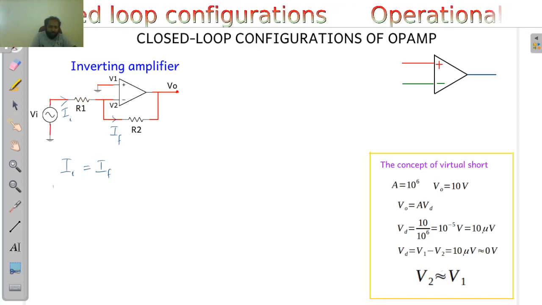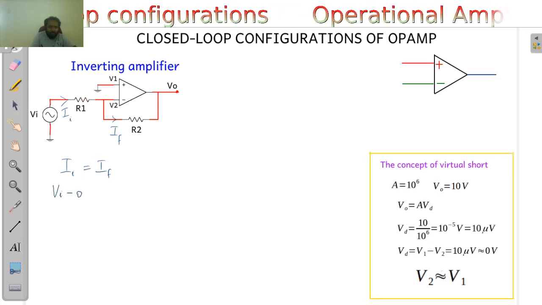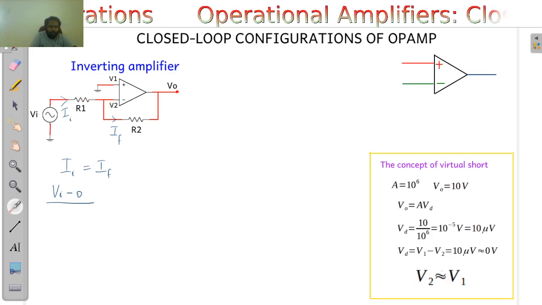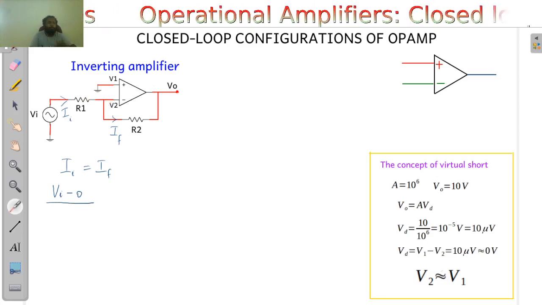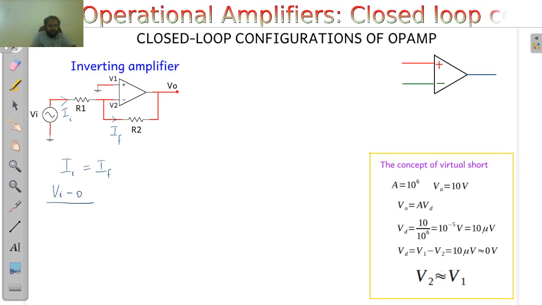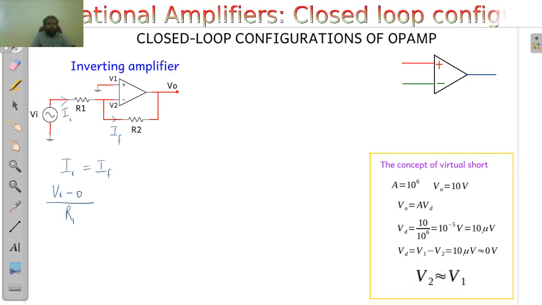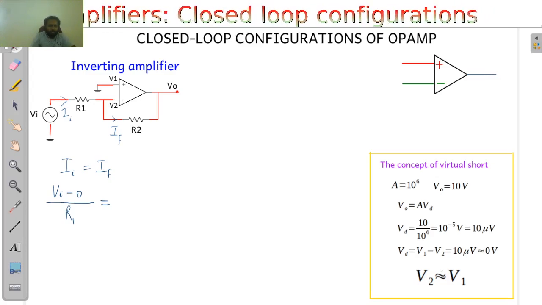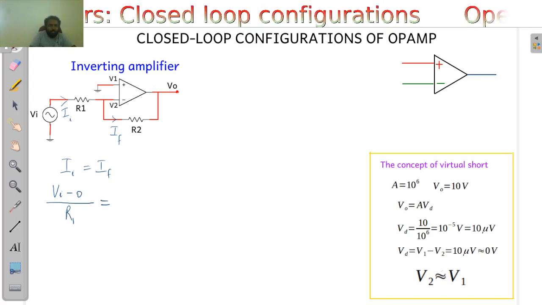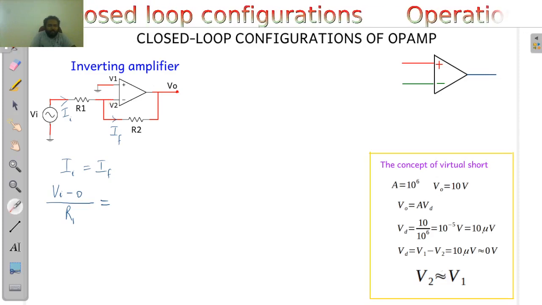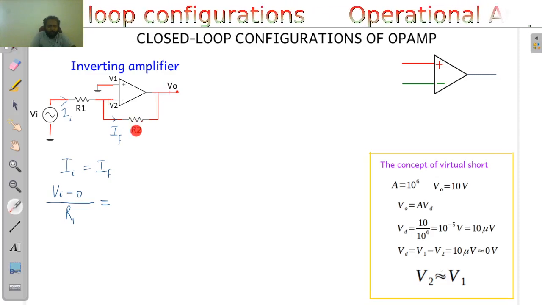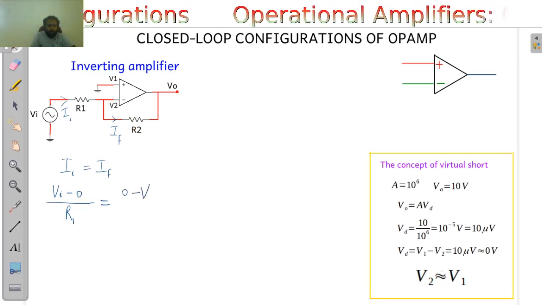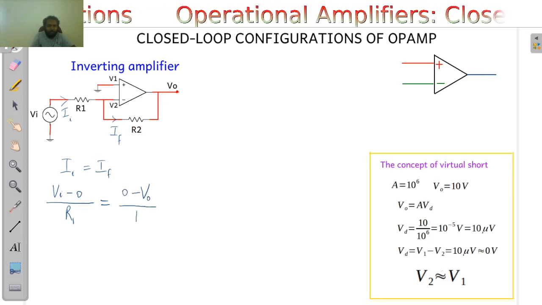So your II will be represented as Vi minus 0. Why 0? Because this point is at a virtual ground, so the potential is 0 volt. Okay. So this is divided by R1, and that must be equal to IF. What is IF? IF is the voltage at this point minus the voltage at this point divided by resistance. So it goes like this: 0 minus VO, the output voltage, divided by R2.